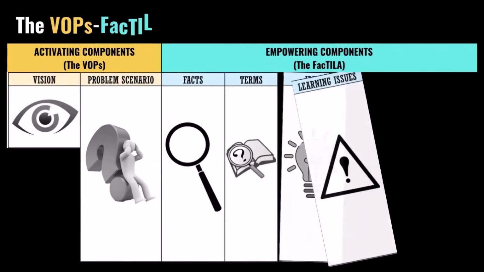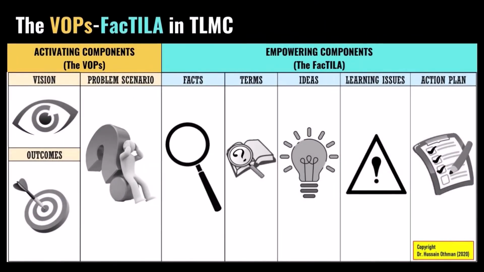A complete TLMC framework consists of the VOPs and FacTILA Canvas segments. The VOPs is an acronym for Vision, Outcomes, and Problem Scenario. These three blocks are the TLMC's activating components. The FacTILA is an acronym for Facts, Terms, Ideas, Learning Issues, and Action Plan. These 5 blocks are the TLMC's empowering components.